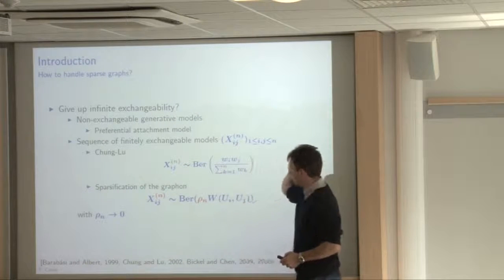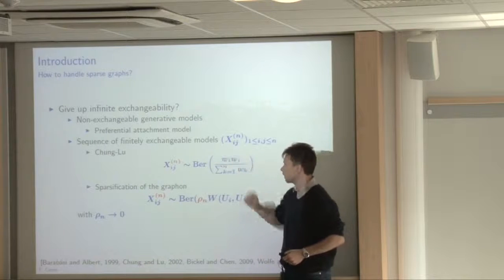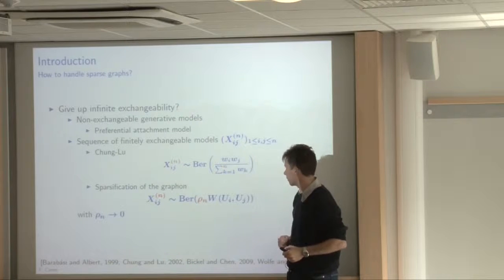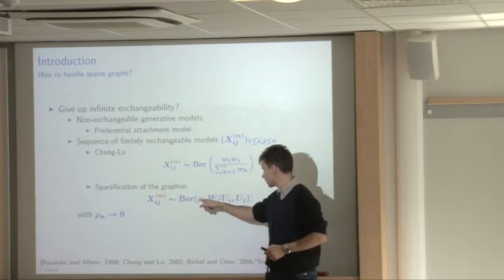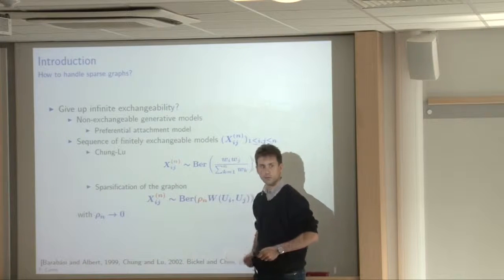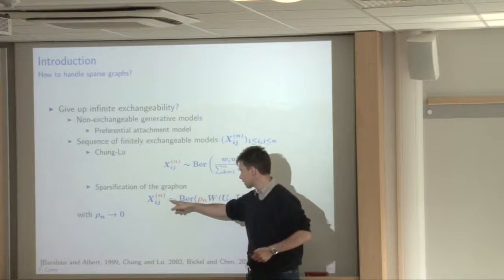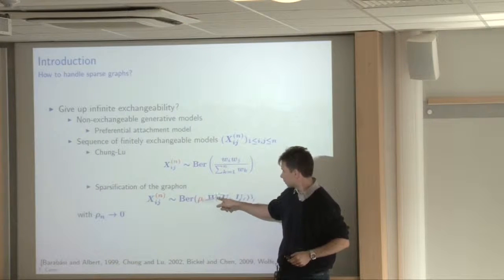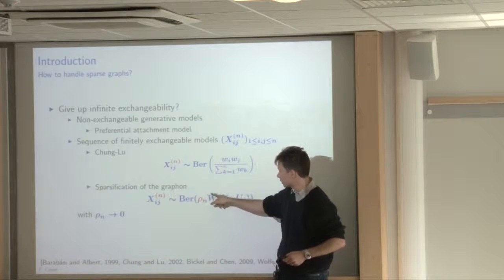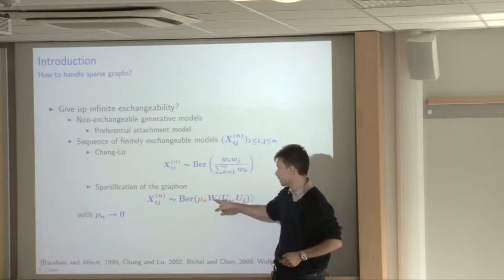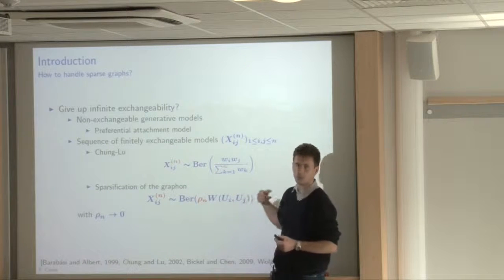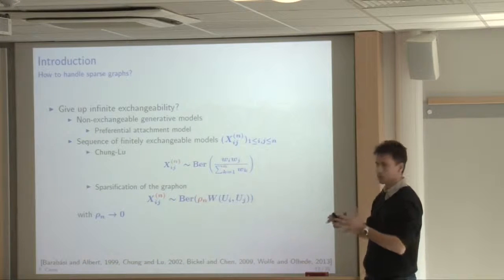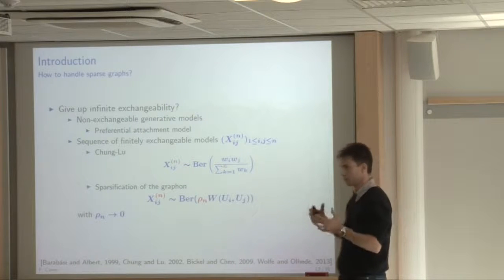What people also do, in the frequentist literature, is to consider sequences of finitely exchangeable models, X_ij^(n). Maybe the most common is to use some sort of sparsification of the graphon. You now assume that for sample size n, your X_ij^(n) are drawn from a Bernoulli distribution, where the probability of connection is this graphon W(u_i, u_j) times some scaling parameter rho_n, where this rho_n goes to 0 as n goes to infinity. By doing that, you obtain sequences of graphs which are actually sparse.